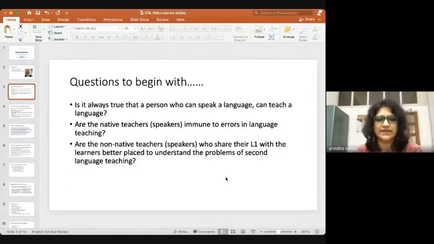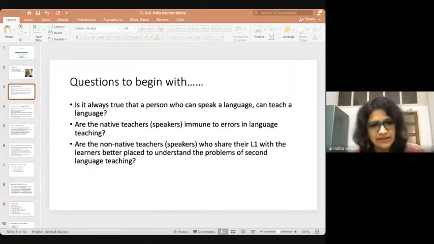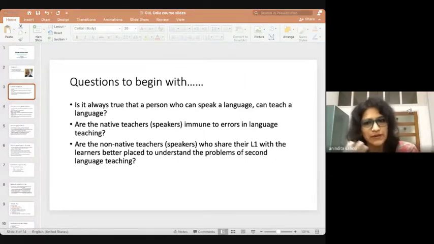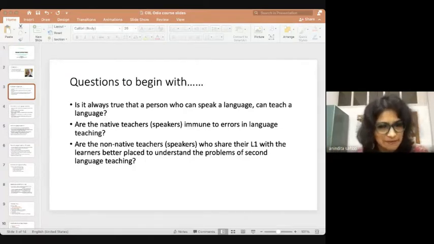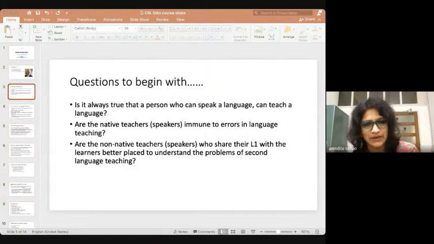The third question is: do you think non-native teachers who share their L1 with the learners are better placed to understand the problems of second language teaching? As I mentioned, let's replace second language with additional language for our generic understanding, because second language has a specific definition. Do you think that when you, as an Odia speaker, speak Odia to another Odia child, your experience is going to be different than when you are teaching Odia to a non-Odia-speaking child?